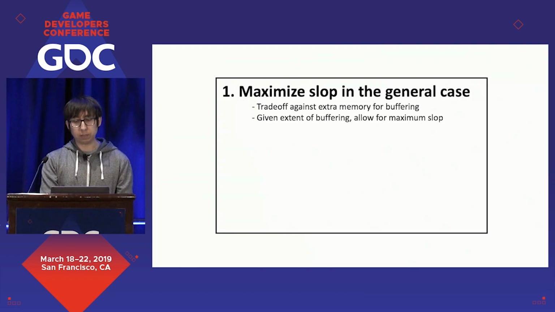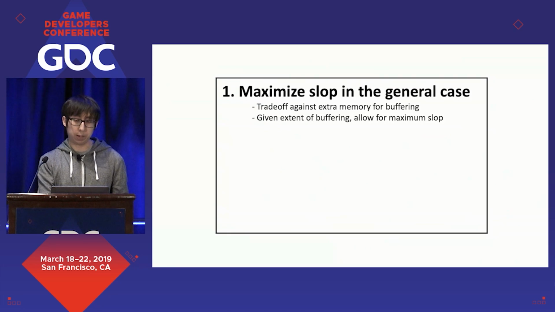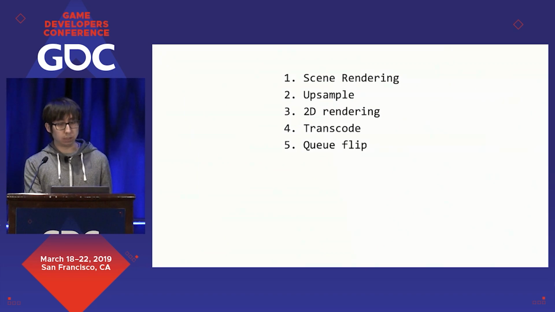All right, so once the extent of buffering was determined, I needed to modify the engine to allow it to achieve the maximum slop. And that means synchronizing buffer access as late as possible in the frame. So what does this mean in practice? Here's a simple example from a recent Call of Duty game. When HDR support was added, the scene buffer to frame buffer split changed a little bit.